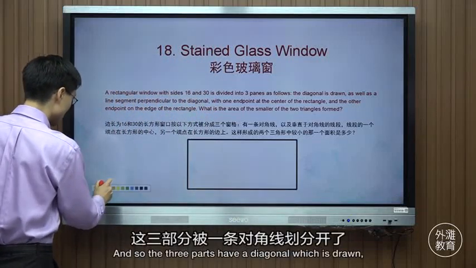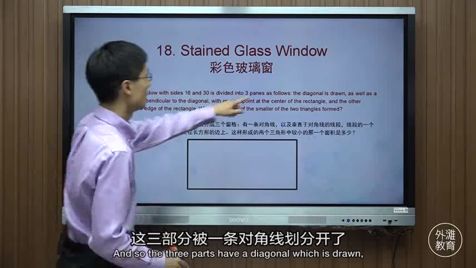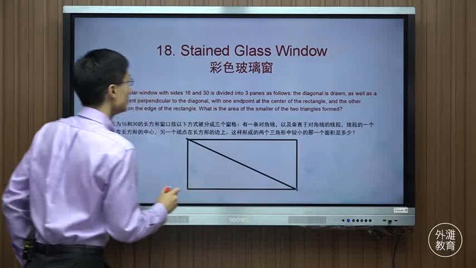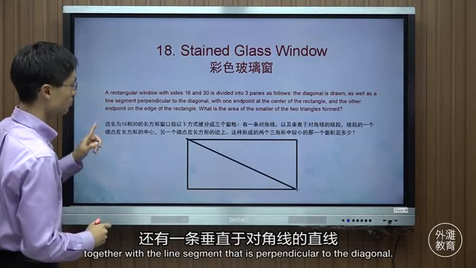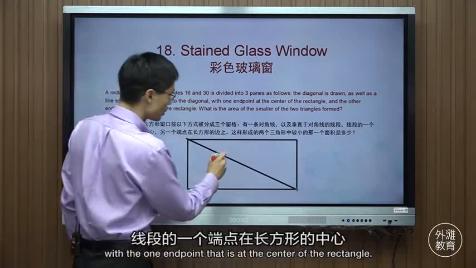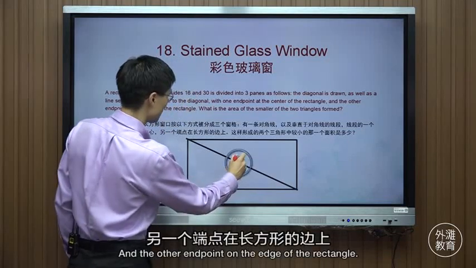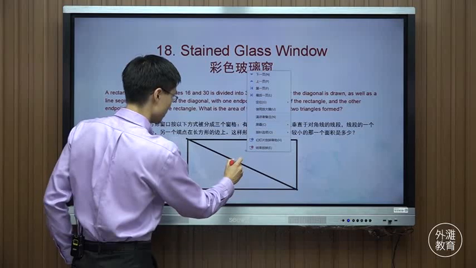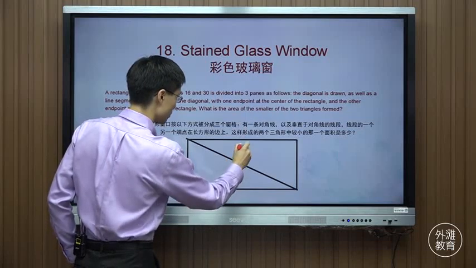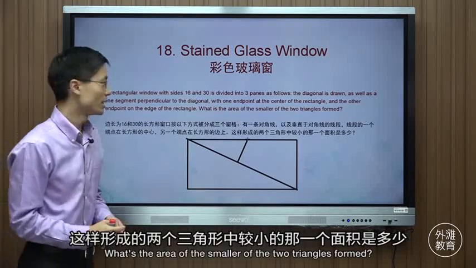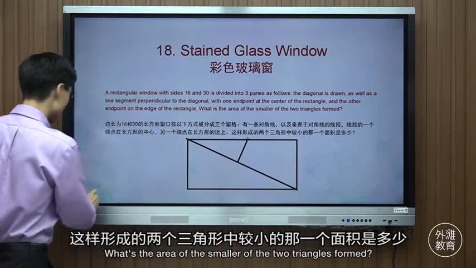And so the 3 parts have a diagonal which is drawn, together with a line segment that is perpendicular to the diagonal, with one endpoint at the center of the rectangle, and the other endpoint on the edge of the rectangle. Like this. What is the area of the smaller of the 2 triangles formed?